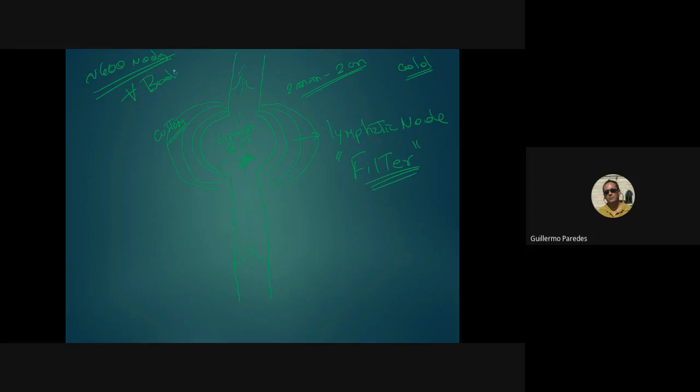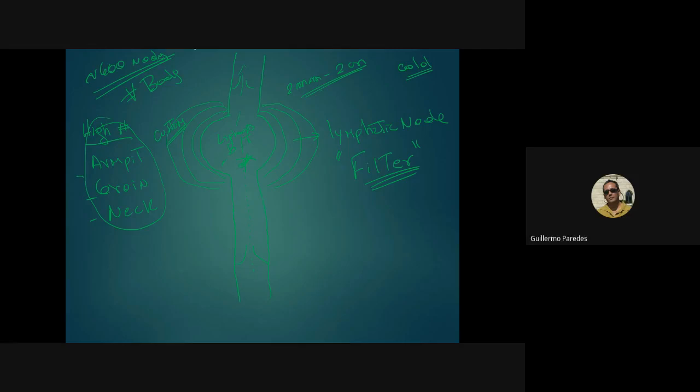These lymphatic nodes are highly concentrated in the armpit, the axilla, the groin, and the neck. Those are the three areas where most of these lymphatic nodes are located. But lymphatic nodes are also found in other parts of the body, in every single organ.